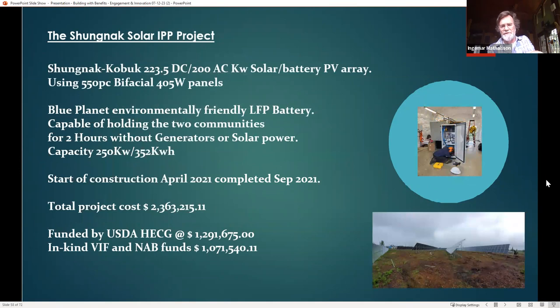So the Shungnak IPP project was awarded 223 kilowatts of AC using 550 panels, with Blue Planet environmentally friendly LFP batteries, capable of holding the community for 2 hours without generators or solar power. It was completed in September 2021, and the total project cost was $2.3 million. Money came from the USDA High Energy Cost Grant, the in-kind Village Improvement Fund, and the borough funds itself at $1 million. Next one.